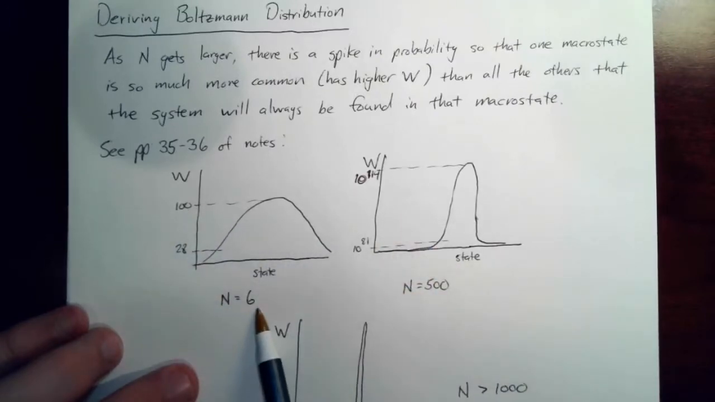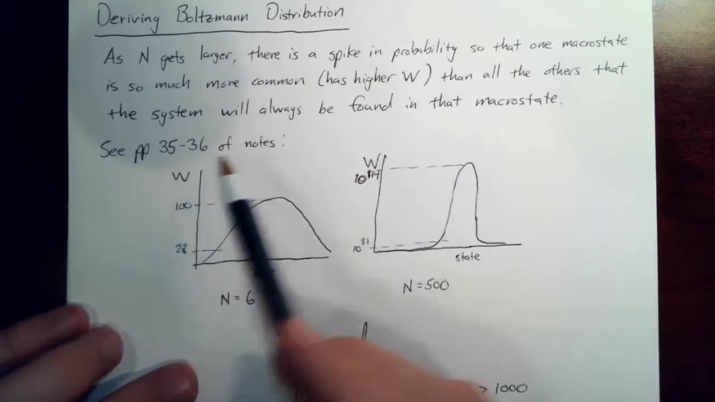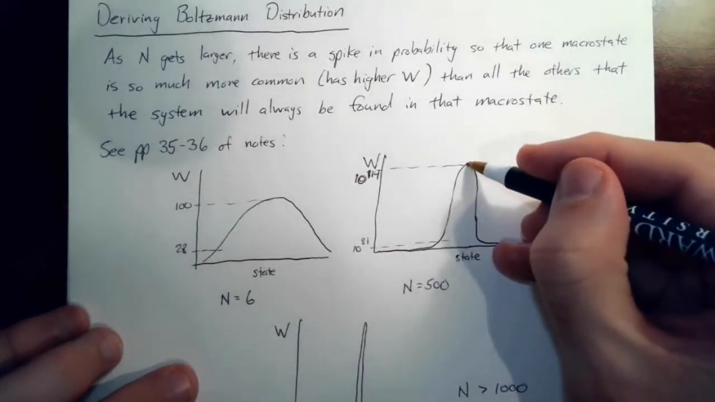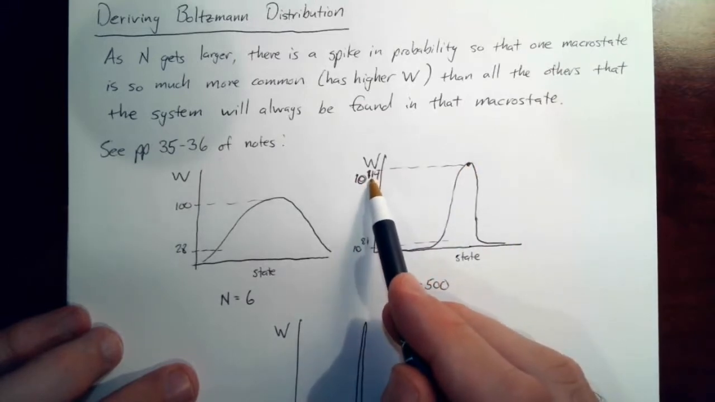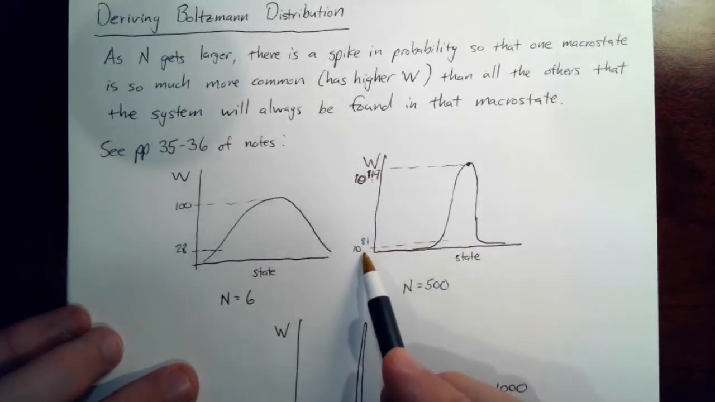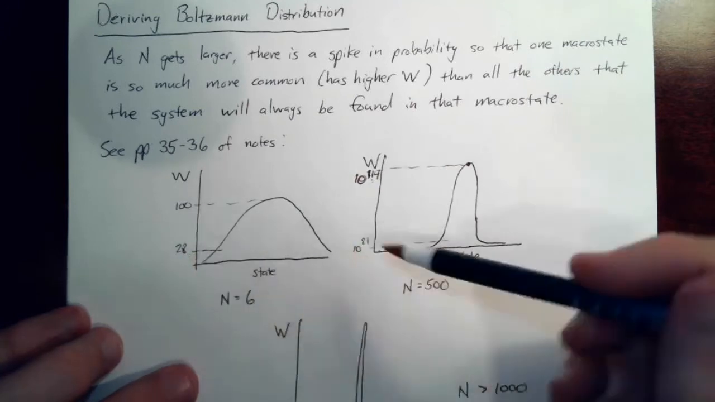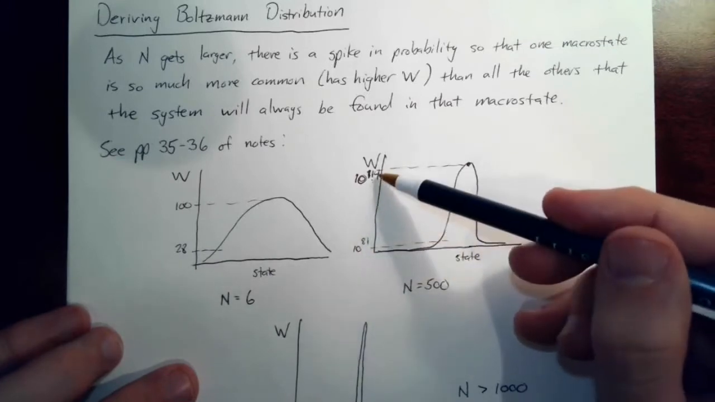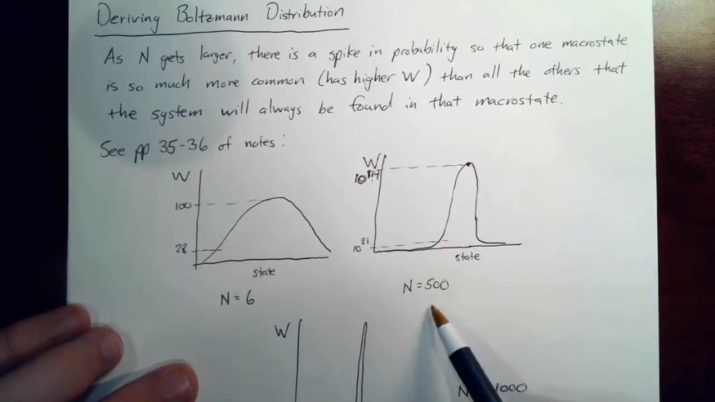Now, if we take the number of oscillators and bump it up to 500, and I went through this calculation back on these pages as well, then your maximum most likely point is here at the peak, where the multiplicity is 10 to the power of 114. Whereas down here at the bottom of the peak, the multiplicity is 10 to the power 81. So now we went from a factor of 4 to a factor of 10 to the 33. 33 orders of magnitude more likely to be found here than here. And that's with only 500 particles.